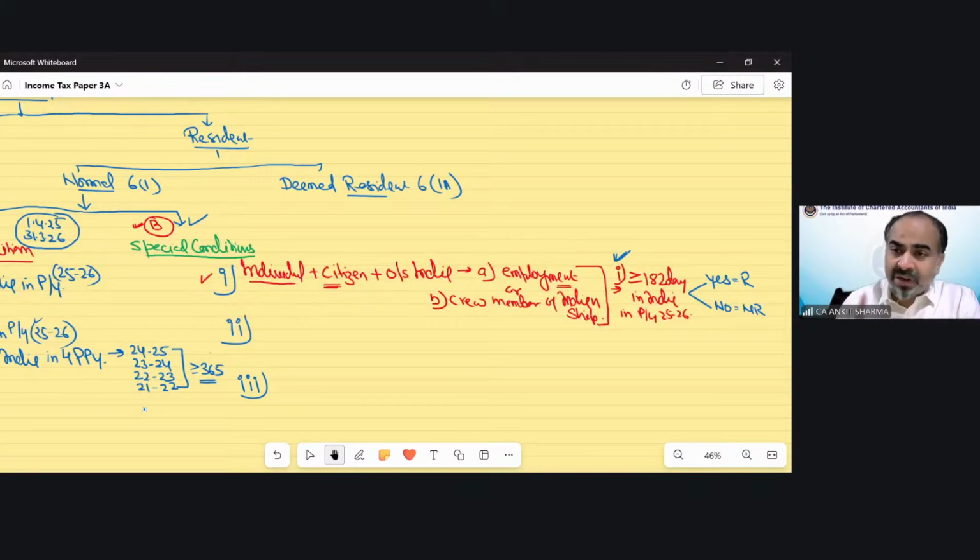If you are a non-resident, it's good news from the point of view of taxability. How is it good? You will come to know when we discuss the second part of this chapter, incidence of tax. You will see the lower taxability for non-residents. Okay, so that is the special condition, category B, first case.